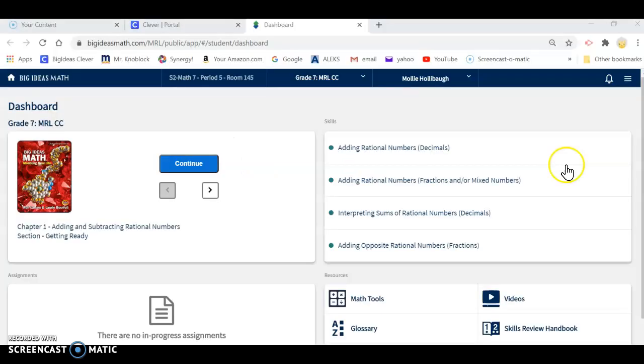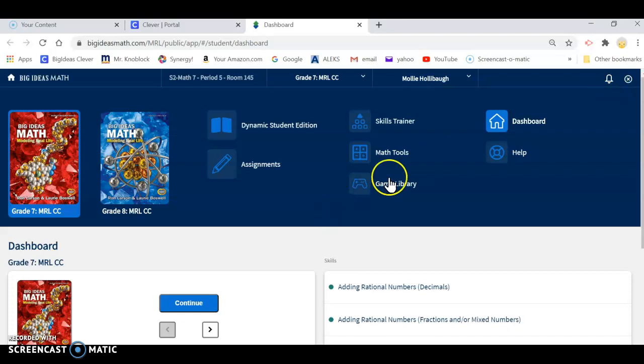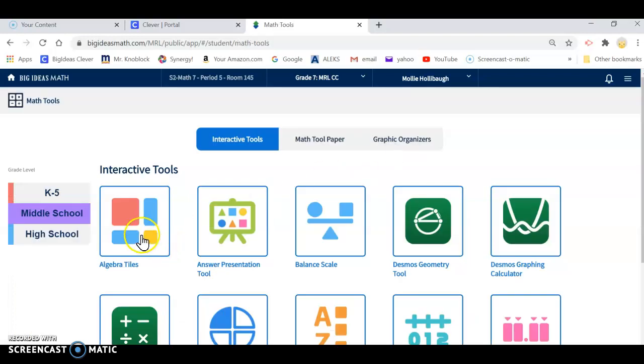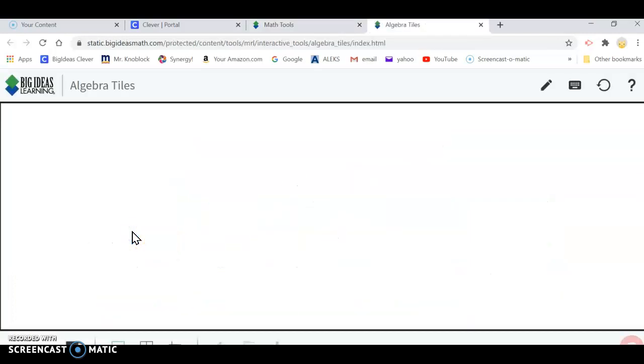Alright, so we're on our big ideas. You want to go to the upper right hand side where it has the 3 horizontal bars. Click on that and then go to Math Tools right here in the center. Then you want to go to Algebra Tiles right here.